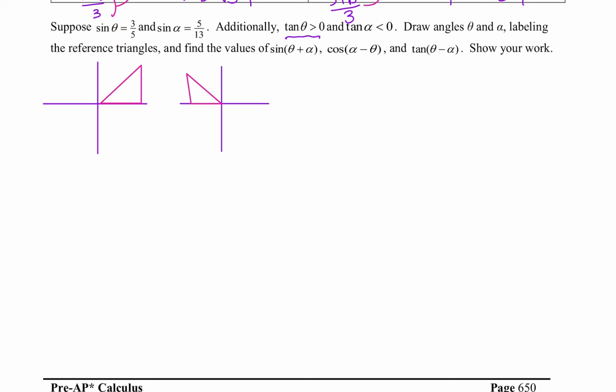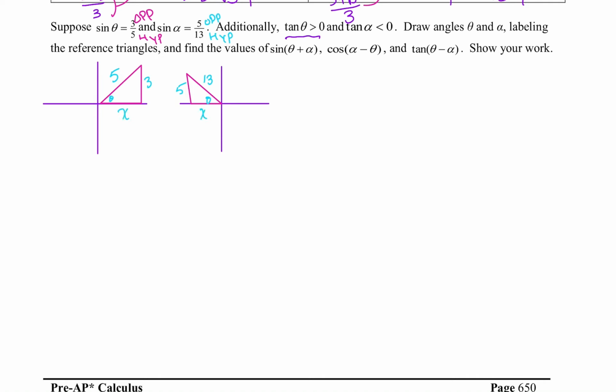So when I set this up, sine is 3 over 5 for this first one, right? So this means that the opposite over the hypotenuse is 3 over 5. So the opposite of my little theta, which goes here, the opposite is the 3 and the hypotenuse is 5. And for the other one, sine is 5 over 13. Again, opposite over hypotenuse, with my alpha being here at the origin. The opposite is 5 and the hypotenuse is 13.